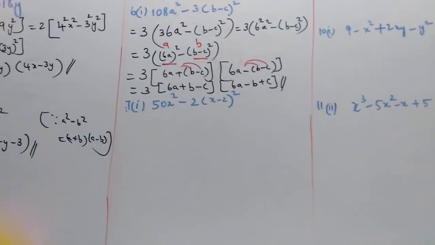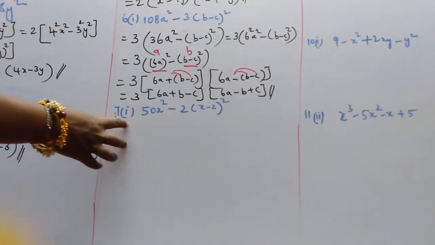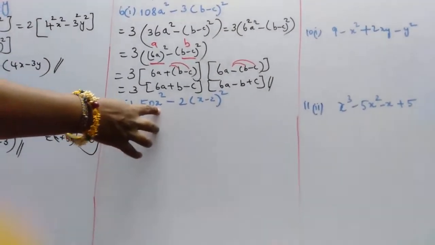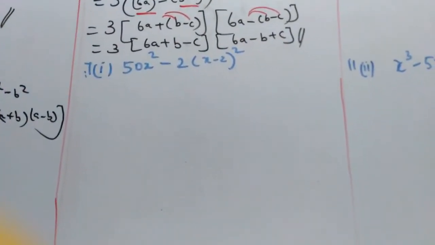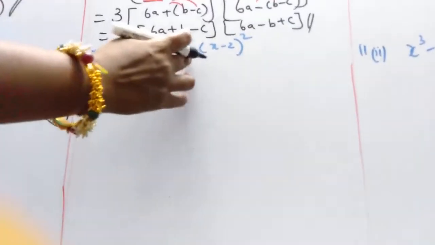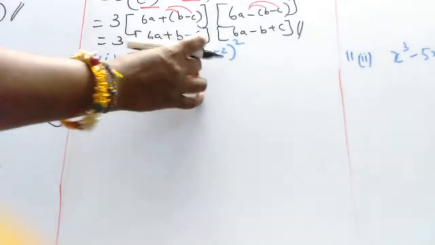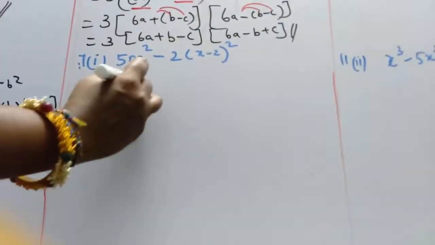Okay, the next sum, question number 7, first subdivision. The question here is 50x² minus 2(x minus 2)². Okay, so here the highest common factor is only 2, that is, 2 only is common. So we are going to take 2 common outside.